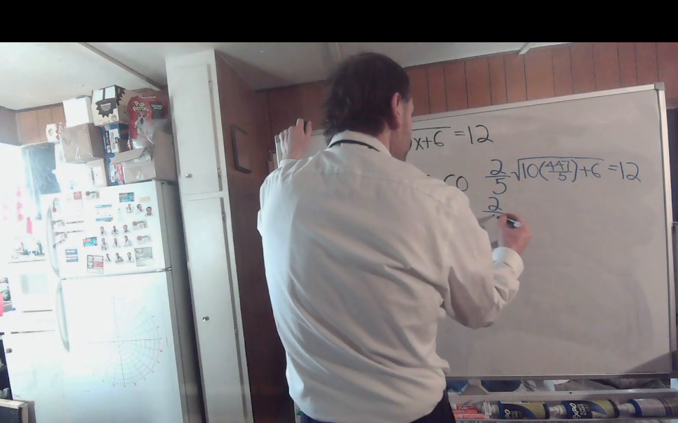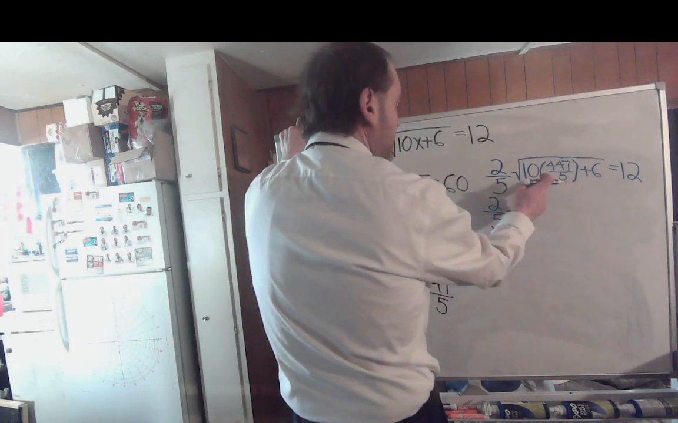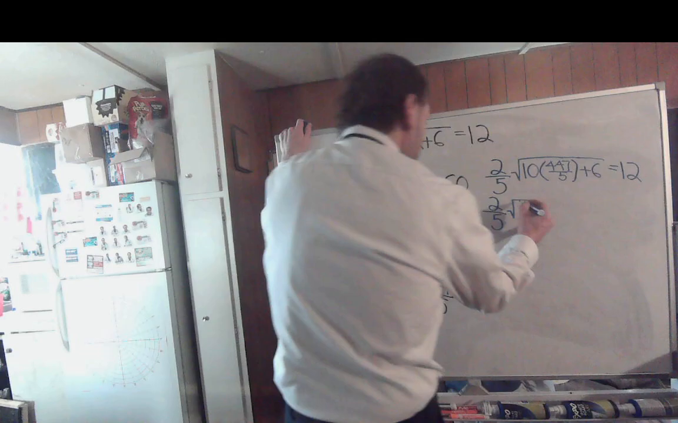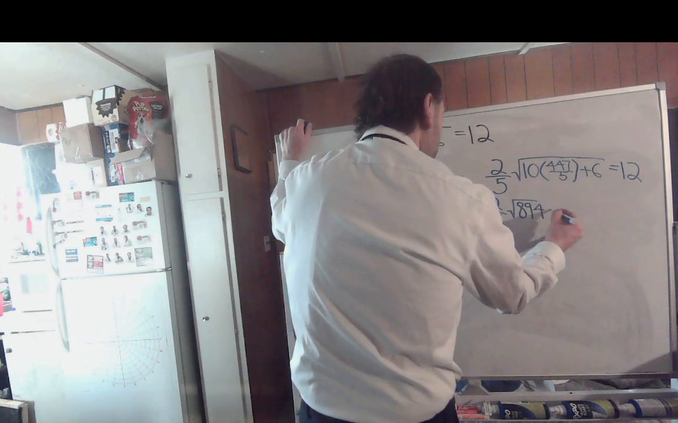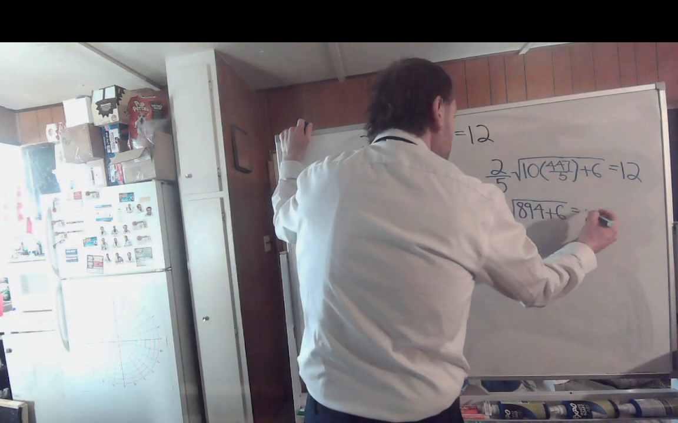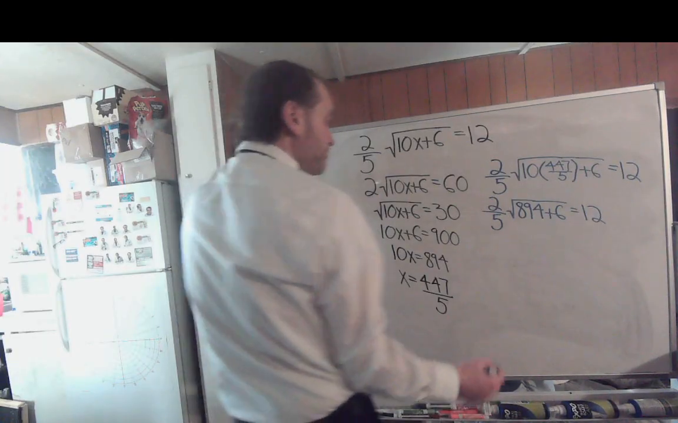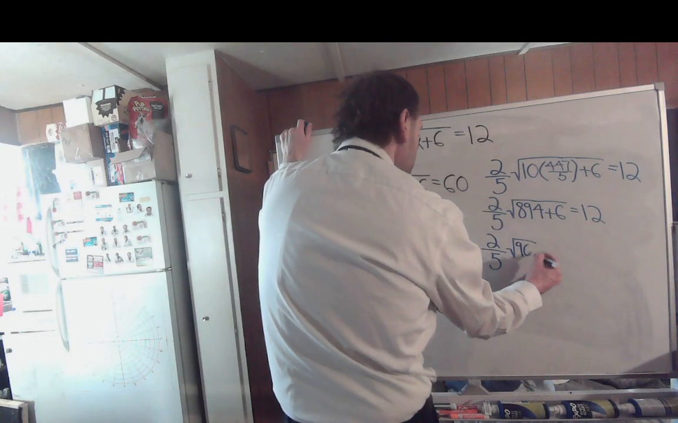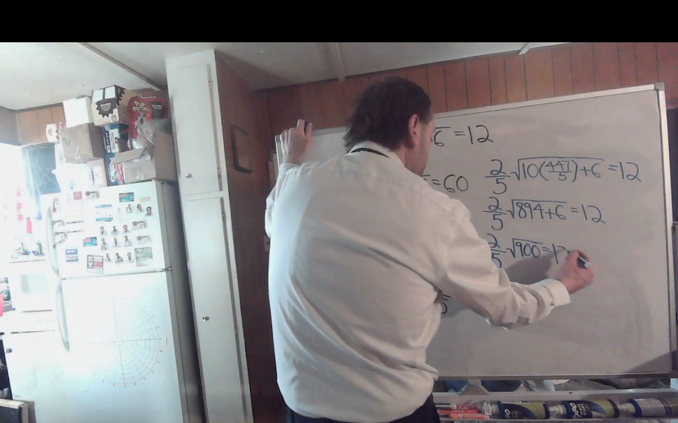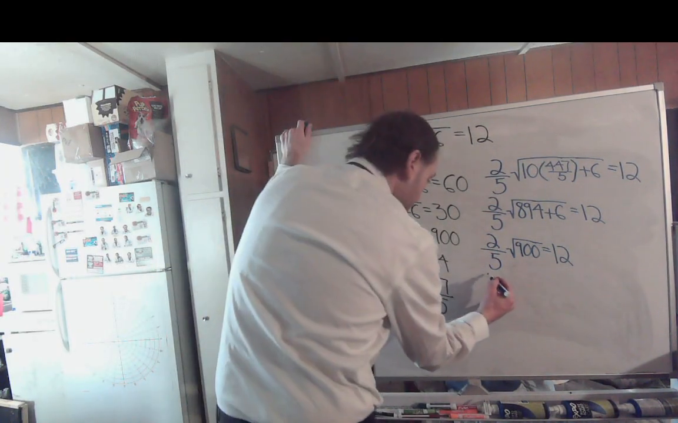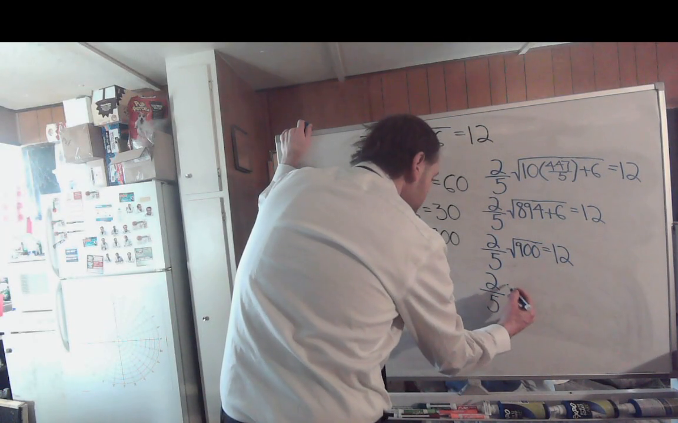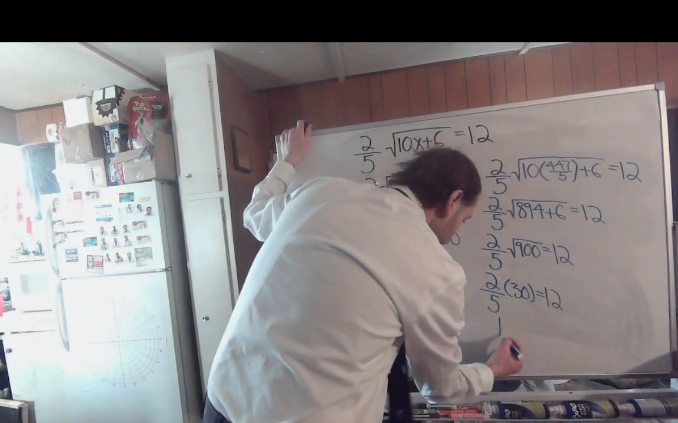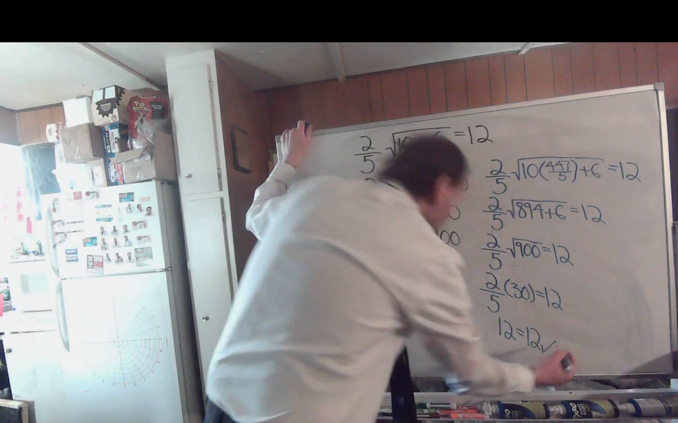Well, this would turn into 2/5 times the square root of 10 times 447 over 5, so the 5 cancels out. You would get 2 times 447, which is 894. 2/5 times the square root of 894 plus 6 would equal 12. Okay. So then take 2/5 times the square root of 900, which would equal 12. Well, what is the square root of 900? That's 30. 2/5 times 30, set that equal to 12, and 2/5 of 30 is 12. So yes, 12 equals 12. We have a true statement.